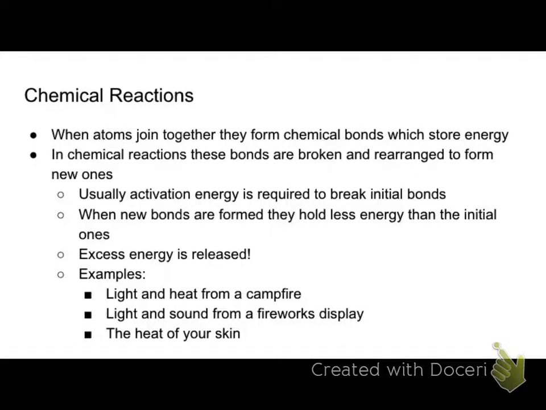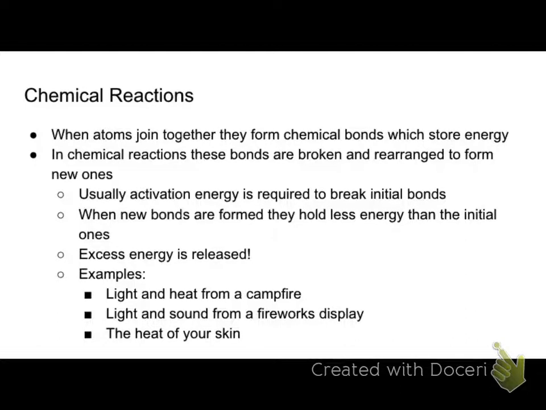So think about the fact that in order to start a fire, you have to light it with a match, right? You have to put a little bit of energy in, but then the amount of energy you put in with the match, you get way more back out of the fire, right? So that's a good example of activation energy.